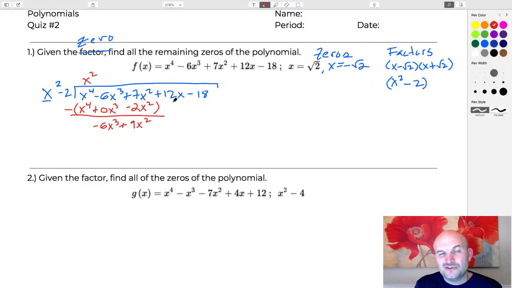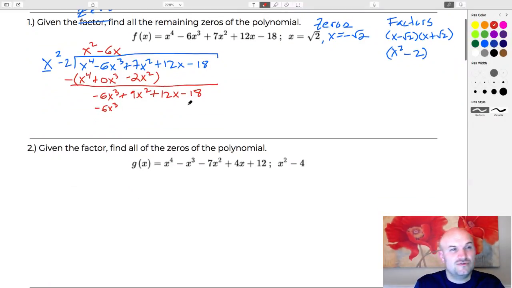12, you don't have anything to do. You can put a 0x there, but we can see that's not really doing much. So we can just bring that down, 12x, and then we can bring down the negative 18. Okay, so now let's go ahead and do it again. X squared divides into a negative 6x cubed. That's going to be a negative 6x times. Negative 6x times x squared is a negative 6x cubed. Negative 6x times negative 2 is going to be a negative 12x.